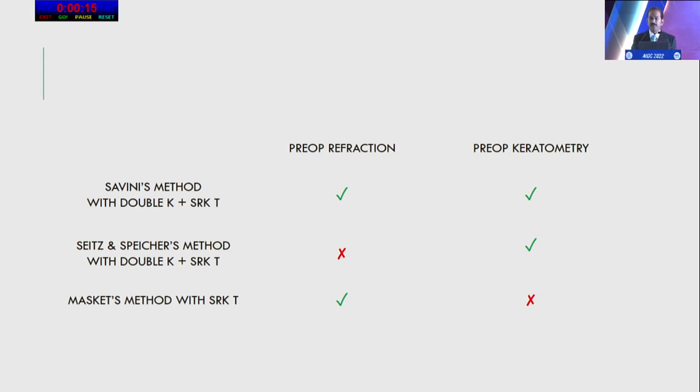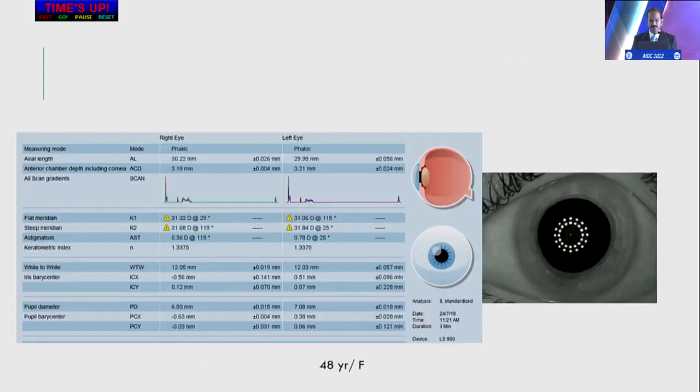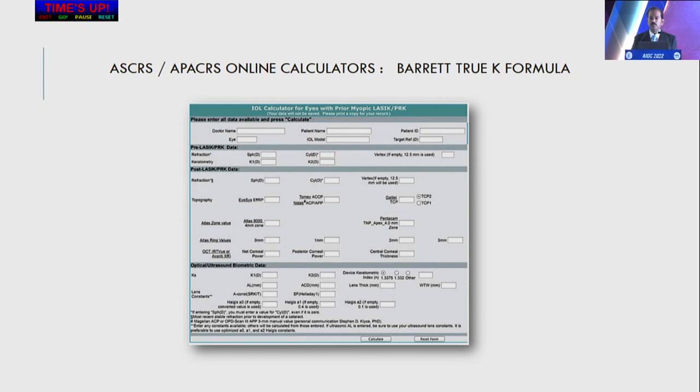In case the patient doesn't have preoperative data, or if it is unreliable, which is going to be the most common situation in our cases, you can go for the older technique of Shammas and Maloney's method, which is there even in the older generation optical biometers. But the current concept is to use the Barrett True K or the Haigis-L. And the future is going to be Gaussian optics formulas and corneal ray tracing, which uses Snell's law. This is the Barrett True K formula, which is incorporated in the ASCRS and APACRS online calculators, and you feed through the calculator whatever measurements you are able to take in your clinic, and get the values.